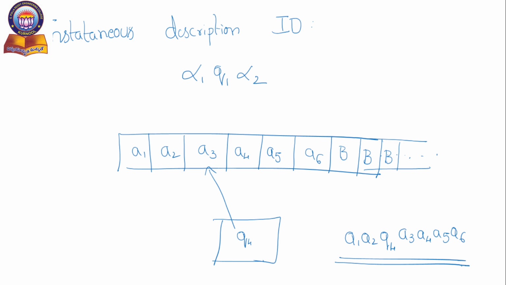So the A3 symbol has to be on the right side of the Q4 in the ID, and all other remaining tape symbols have to be written as they are. So A1, A2, Q4, A3, A4, A5, A6 is the ID.